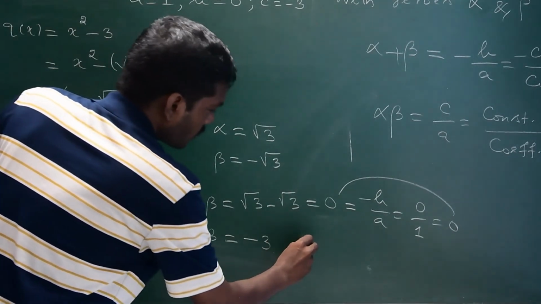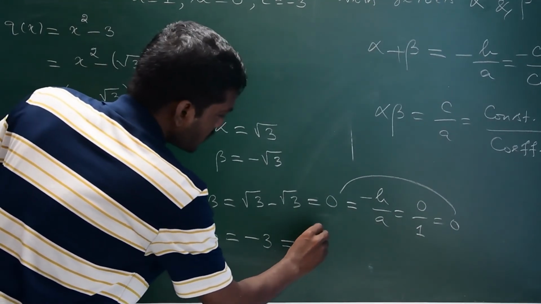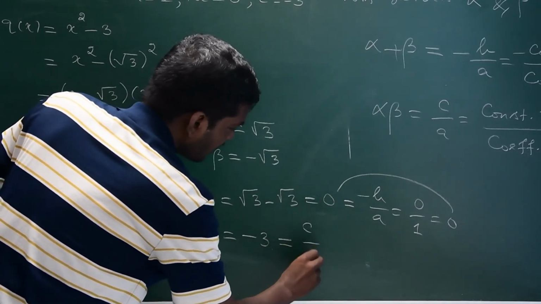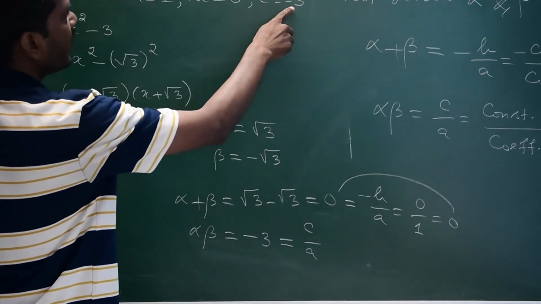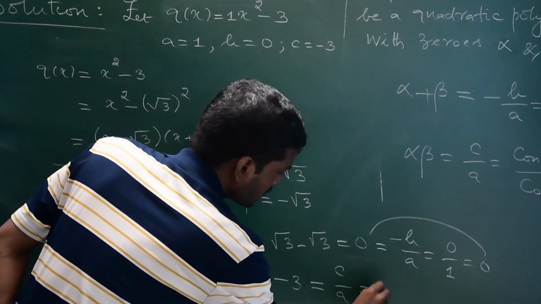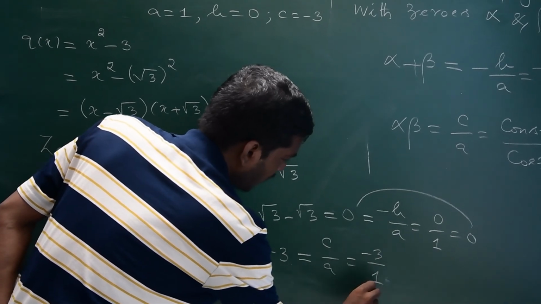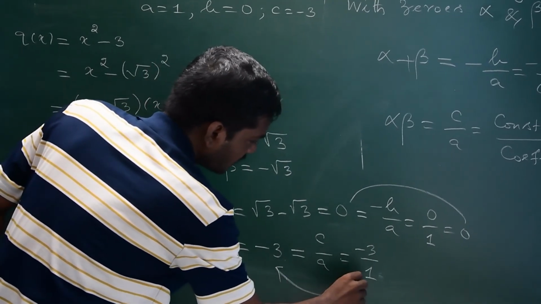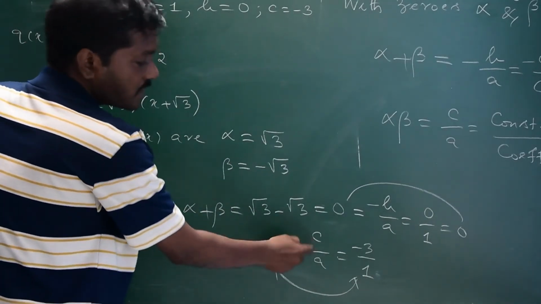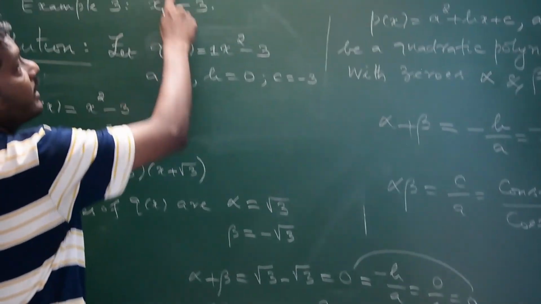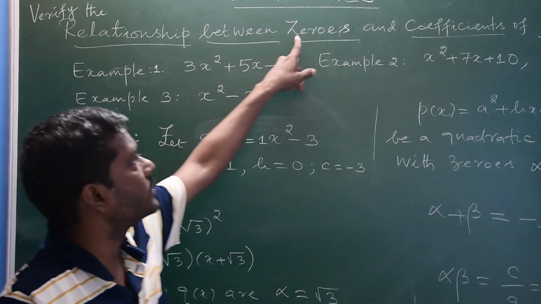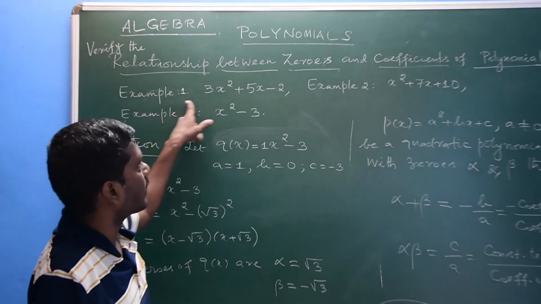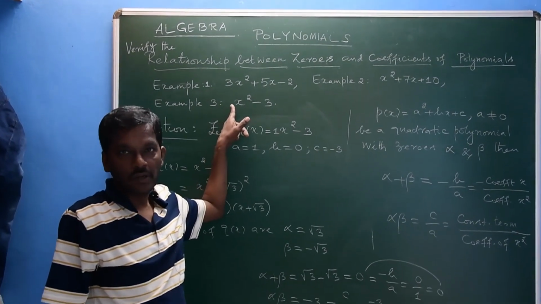And what is the product of the roots? Product of the roots is c by a. What is c? c is minus 3 by 1, and that is also verified. So alpha beta is equal to c by a. So we have verified the relationship between zeros and coefficients of polynomials for all the three quadratic polynomials. Okay.